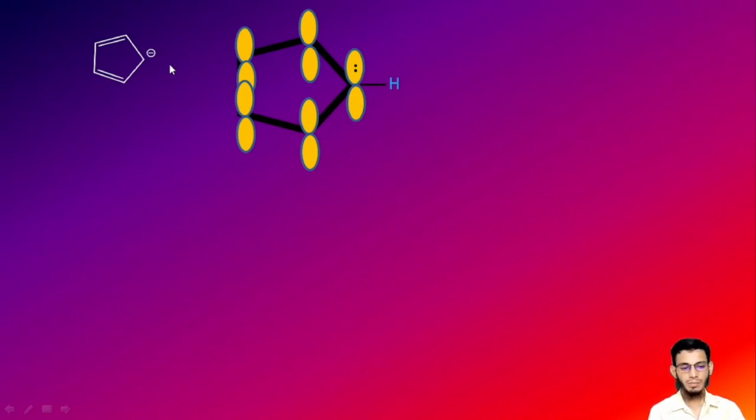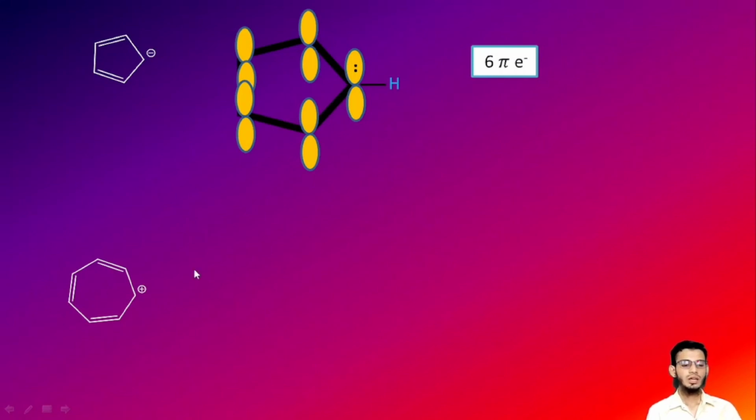So how many pi electrons? 6 pi electrons. It is planar, it is cyclic, and it follows the 4n+2 rule. Okay, so it is an aromatic compound. Remember one thing, it is a stable anion.